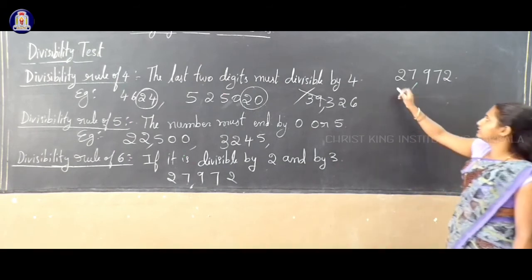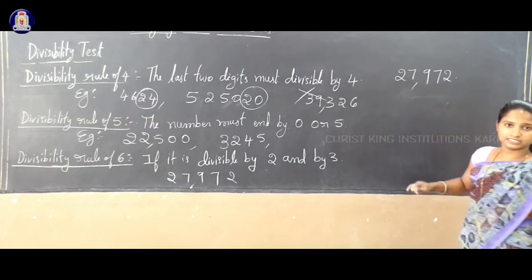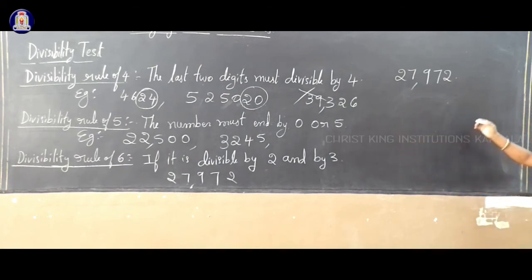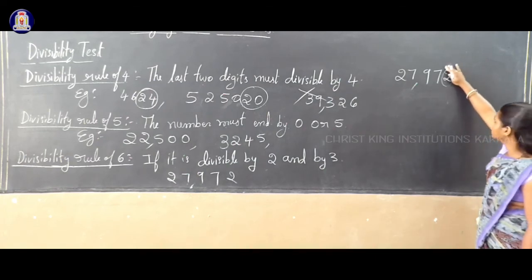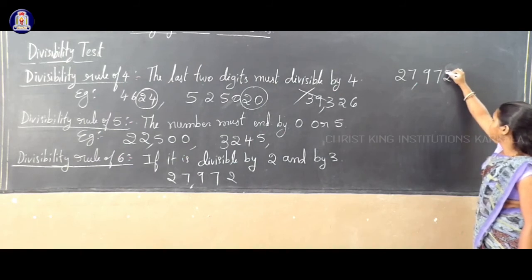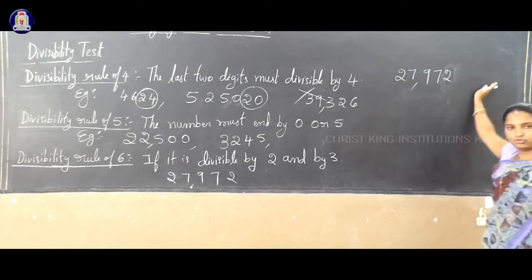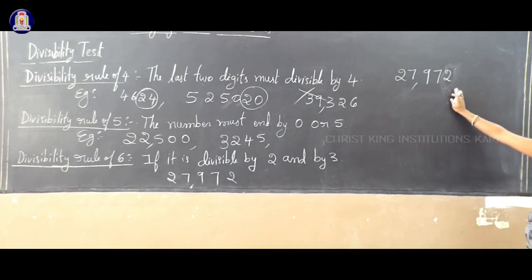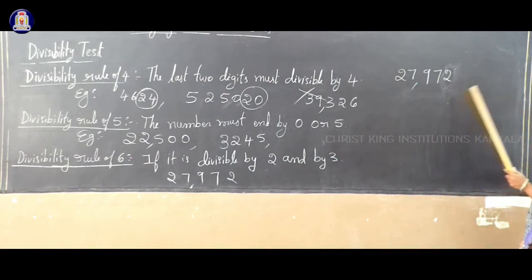Clear? So first we check whether 27,972 is divisible by 2. Why? Because the last digit is 2. We know that if the last digit is 0, 2, 4, 6 or 8, then 2 divides, right? So in this number the last digit is 2. So 27,972 is divisible by 2.